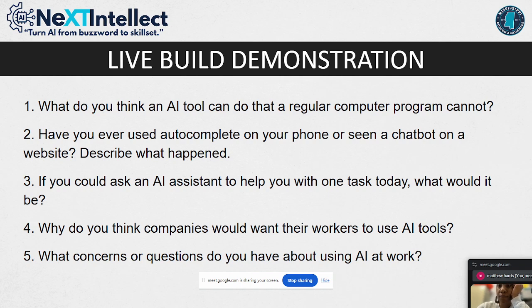What do you think an AI tool can do that a regular computer program cannot? And this could be like an example like we were looking at with ChatGPT, some of the things it could do versus thinking of a traditional computer program.